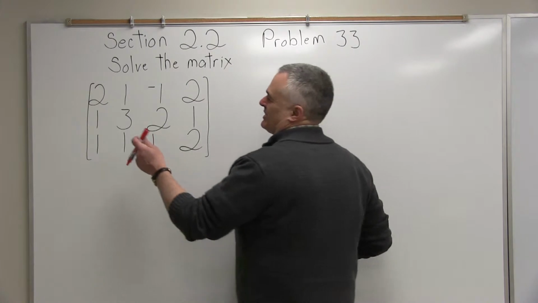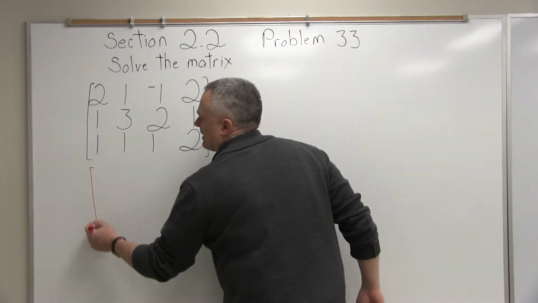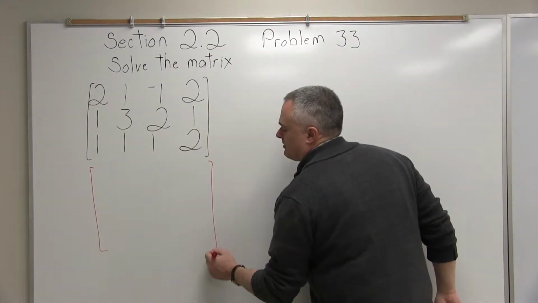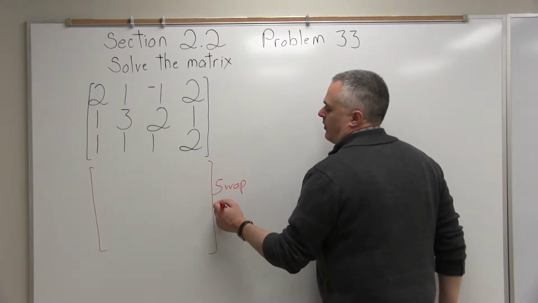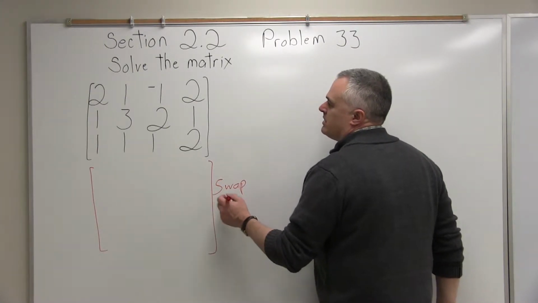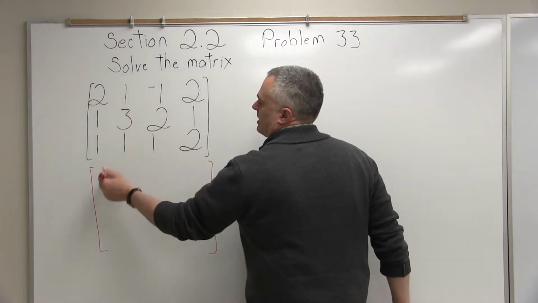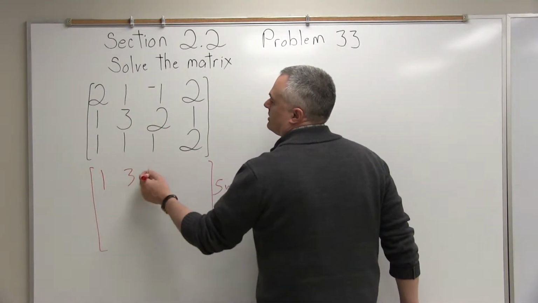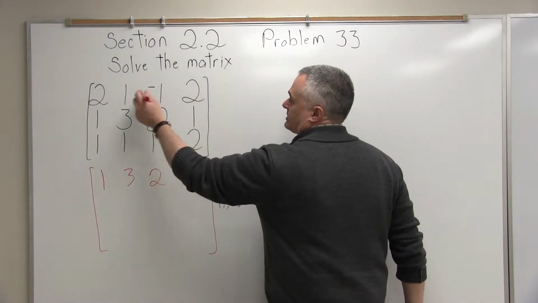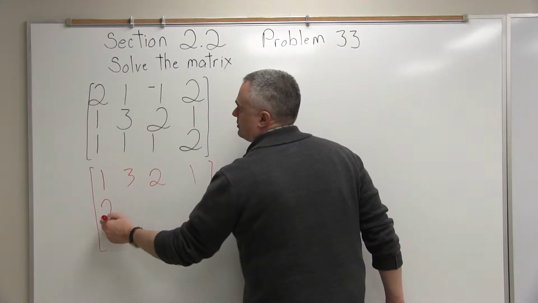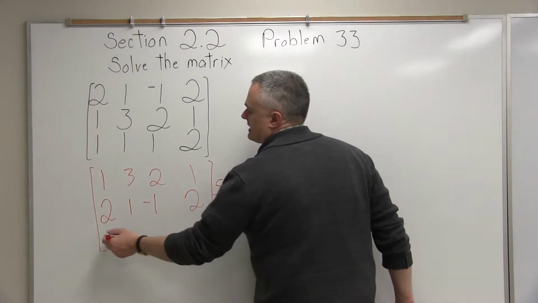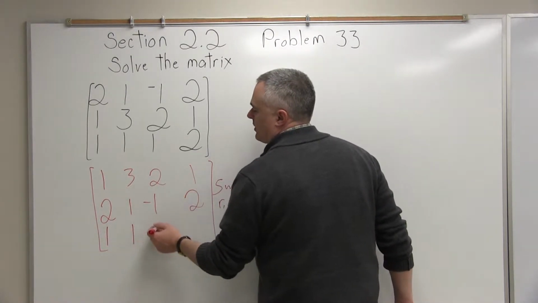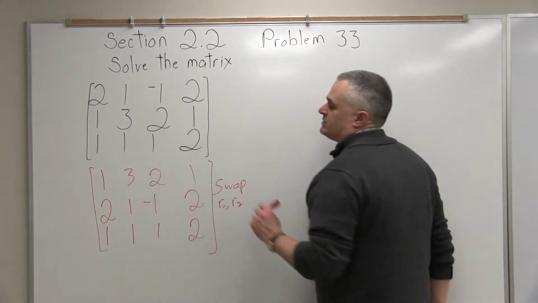It doesn't matter when you're writing it down, but off to the side, let me set up my new matrix. Next to it I'm going to write swap R1, comma, R2. And what was R2 is going to come up: 1, 3, 2, 1. What was row 1 will go down to row 2: 2, 1, negative 1, 2. Don't forget the negative. And row 3 can stay right where it is: 1, 1, 1, 2.